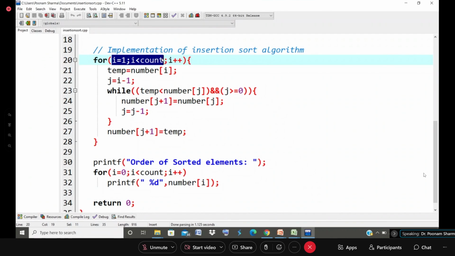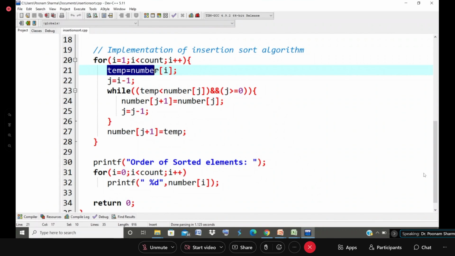So the comparison will be between the sorted one and the unsorted one. So the comparison will be between the first element and the second element. So that's why this for loop is starting with one. If you start it with zero, what will happen? You will not have the i minus one value, and so you will land in error, right? So that's why we are starting it with one. Now we are putting the value which is to be compared in temp. The value that needs to be inserted is put in temp.